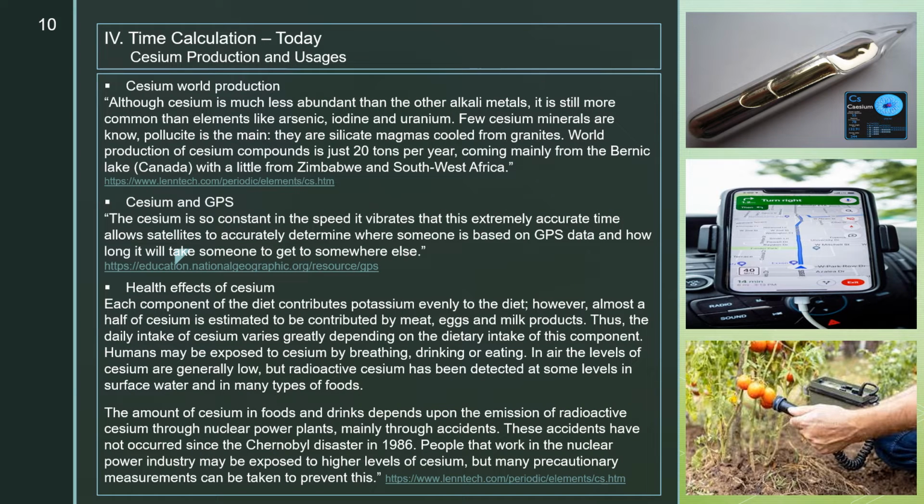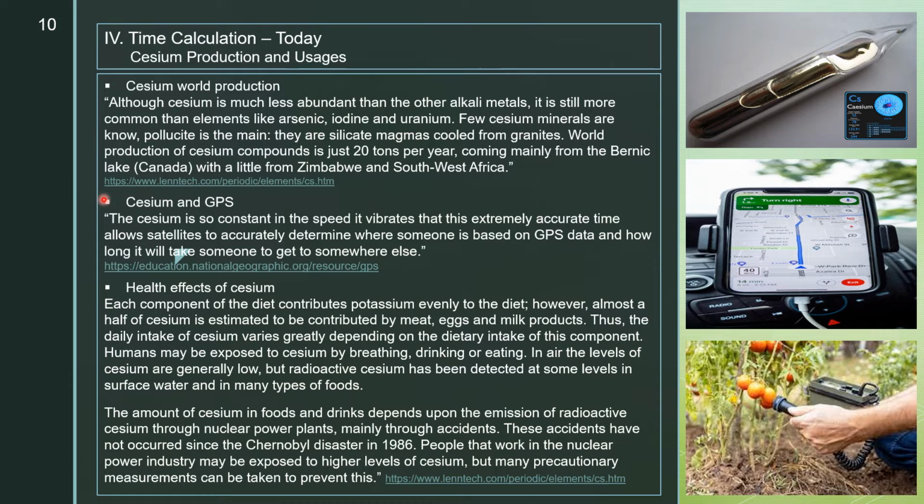Section 4, Time Calculation Today, Cesium Production and Other Usages. Cesium world production. Although cesium is much less abundant than the other alkali metals, it is still more common than elements like arsenic, iodine, and uranium. Few cesium minerals are known. Pollucite is the main one. They are silicate magmas cooled from granites. World production of cesium compounds is just 20 tons per year, coming mainly from the Bernic Lake in Canada, with a little from Zimbabwe and Southwest Africa.